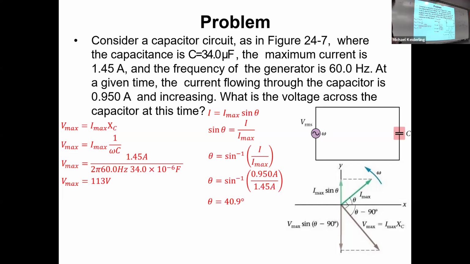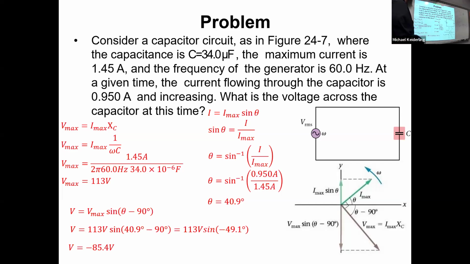Well, then with 40.9 degrees, the voltage is going to be Vmax times sine of theta minus 90 degrees. So 113 volts times sine of 40.9 degrees minus 90 degrees is 113 volts times the sine of minus 49.1 degrees, which will be minus 85.4 volts.